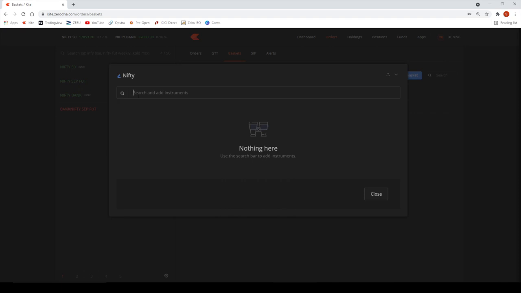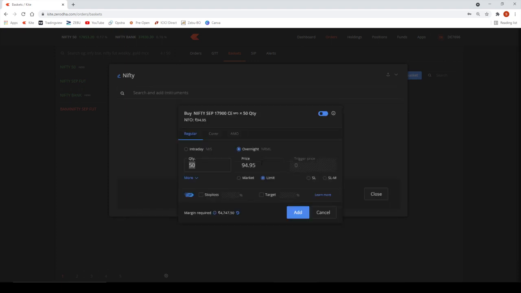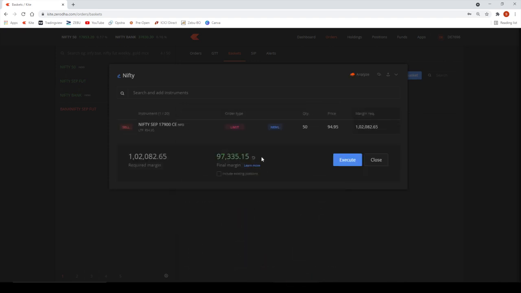Okay, so now Nifty is trading at 17,850. So I am trying to sell the 17,900 call. Let's say I am assuming the market will go down from here, so I am selling a call option. Okay, the 17,900 call is trading around 95 rupees. I am going to sell one lot and we will check the margin requirement.